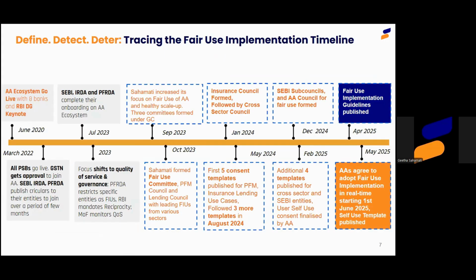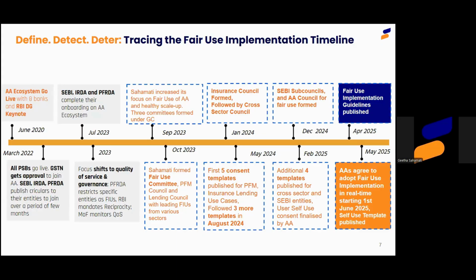So if you look at the timeline, the ecosystem went live in 2020, but as it grew, the more diverse licenses were active on the AA ecosystem, and there were various use cases that were developed. Our governing council, which is the advisory for us at Sahamati and also for the ecosystem, guided us to form a fair use committee that looks into what reasonable access of data would be in the ecosystem.